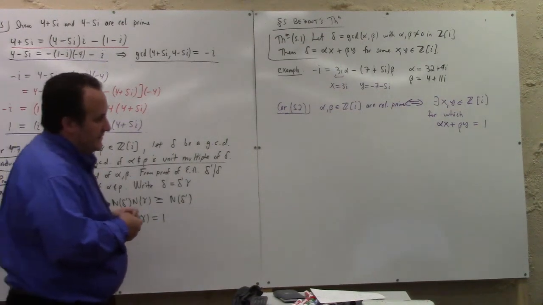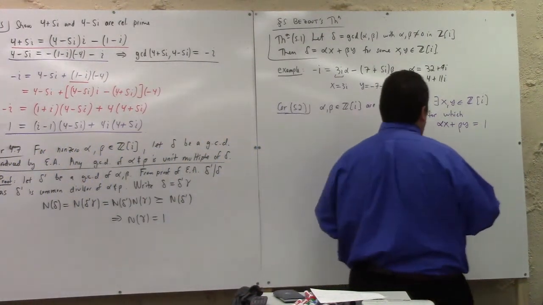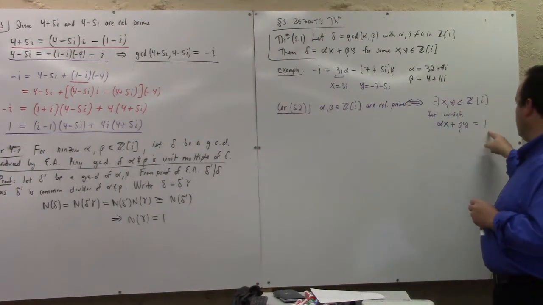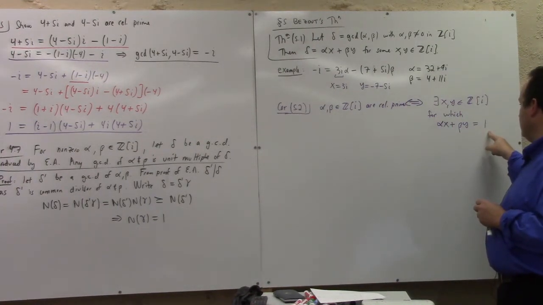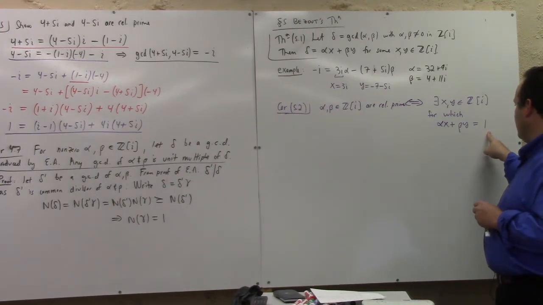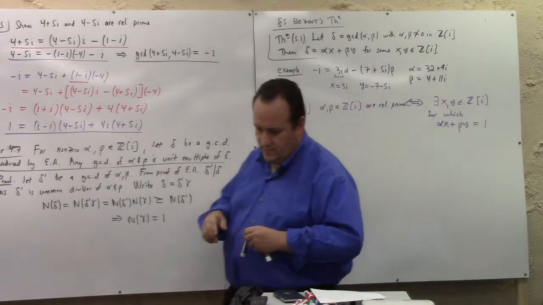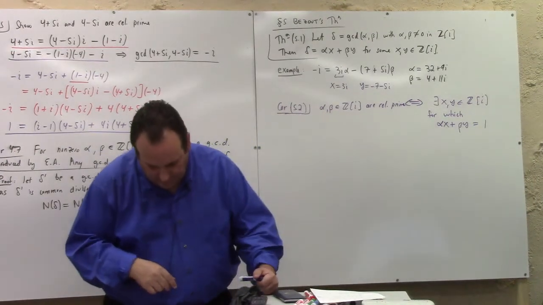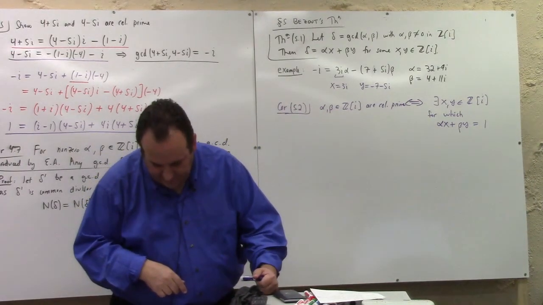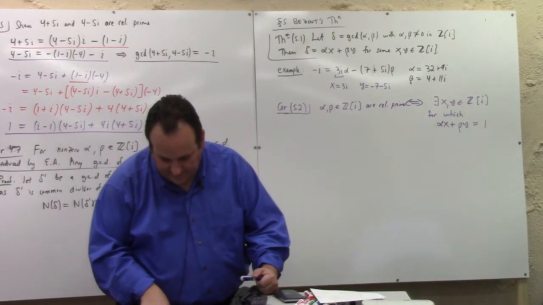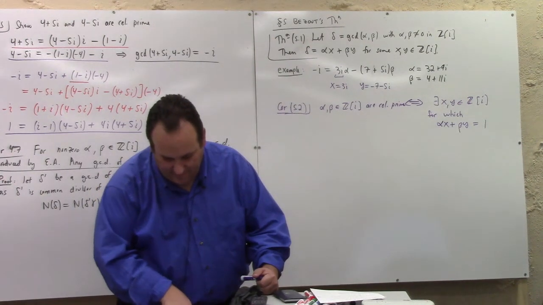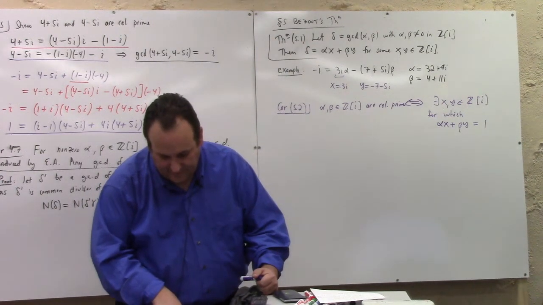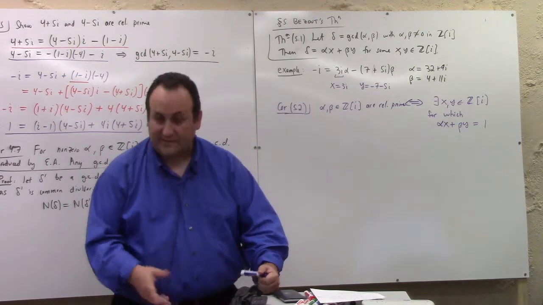Conversely, if we know this is equal to 1, then we can argue that alpha and beta are relatively prime. That I'm less clear on. Let's see here. Well, here's what he says. Conversely, if 1 is equal to alpha x plus beta y for some x and y, then any common divisor of alpha and beta is a divisor of 1 and is thus a unit.